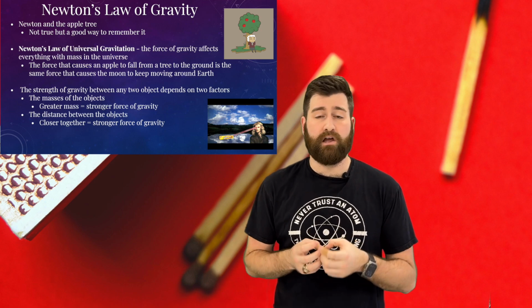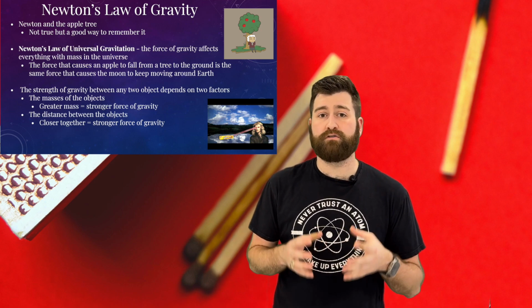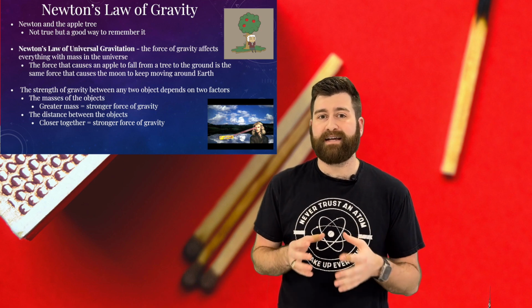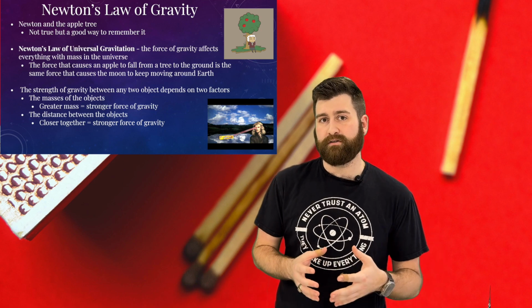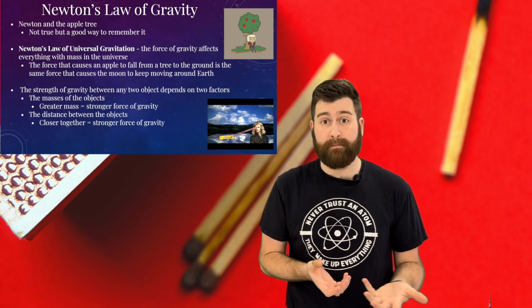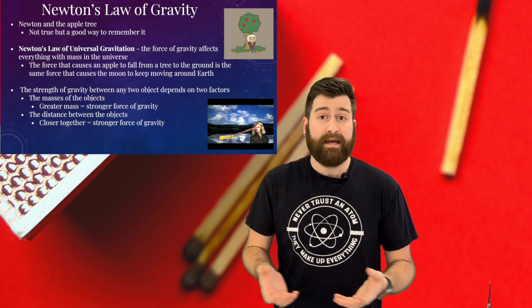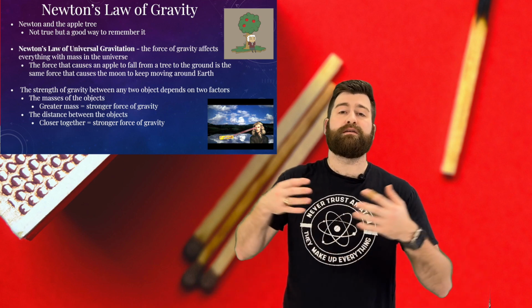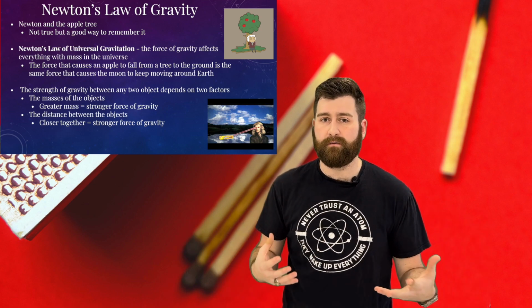So Newton has a law known as Newton's law of universal gravitation, which states that the force of gravity affects everything with mass in the universe. The force that causes an apple to fall from a tree to the ground is the same force that causes the moon to keep moving around the Earth, the Earth to keep moving around the sun, and so on and so forth.